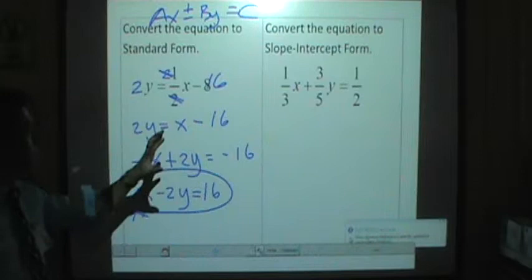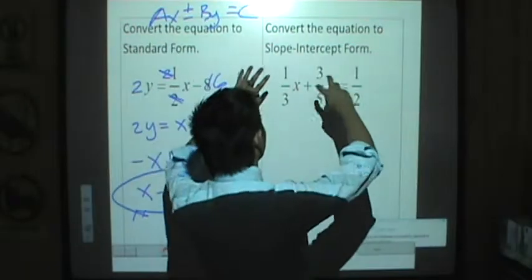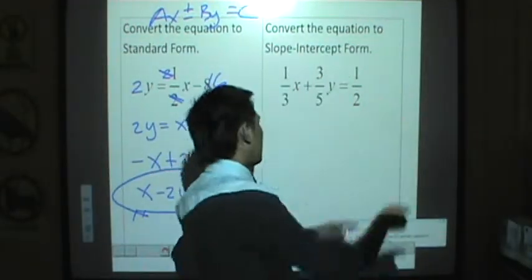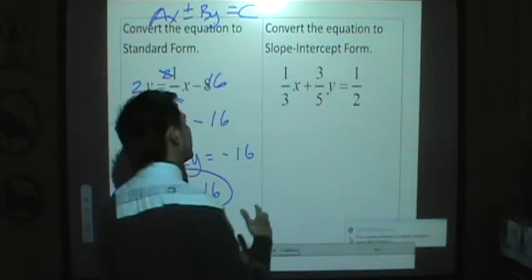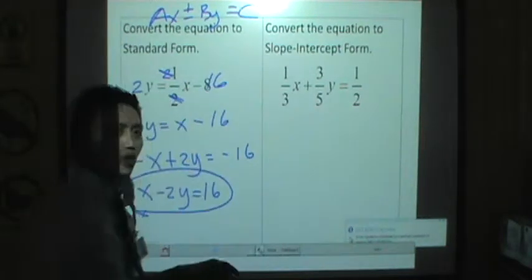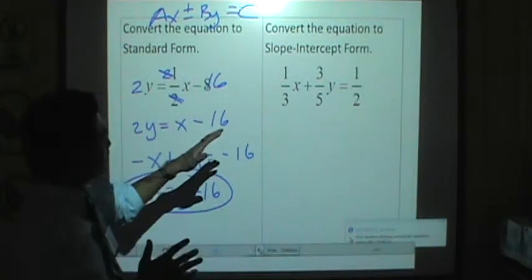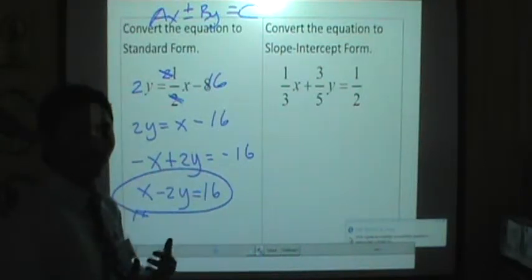Now we're gonna write this standard form in slope-intercept form, y equals mx plus b. But the problem here is we have too many denominators. We have fractions. So why don't we just get rid of the fractions and then we solve for y?